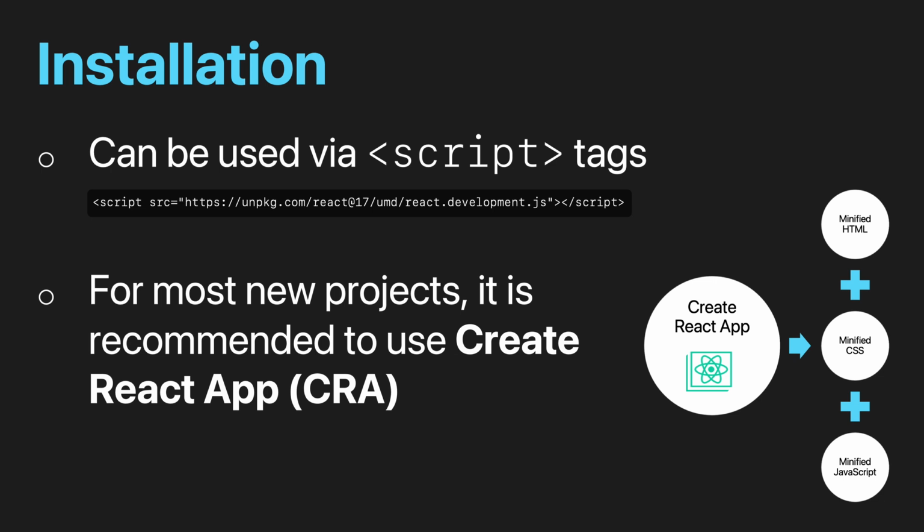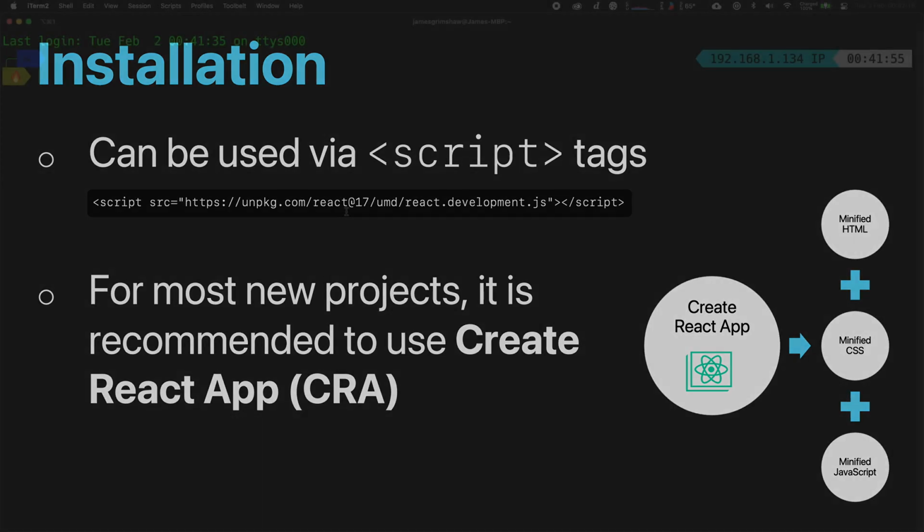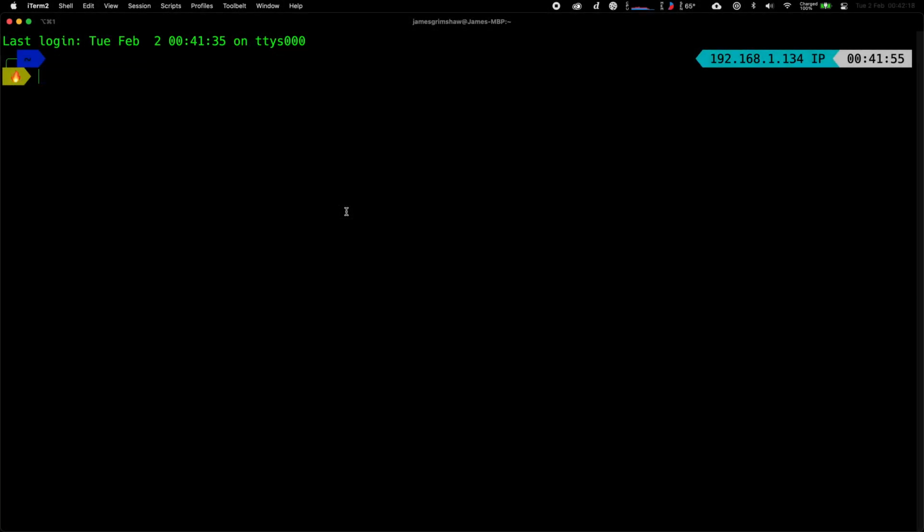And when you're finished, it has built-in scripts for building the final thing for production, and it will create minified HTML, CSS, and JavaScript files that you can upload to any static web server. So really, really awesome, and that's what we'll be using. So let's get started. Okay, so to install React, we need to use Create React App, as we said.